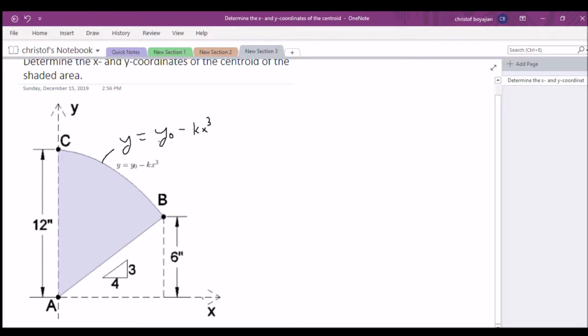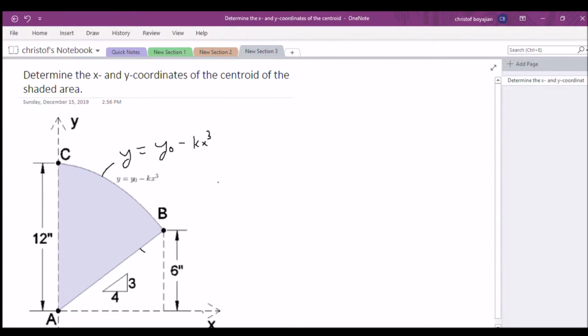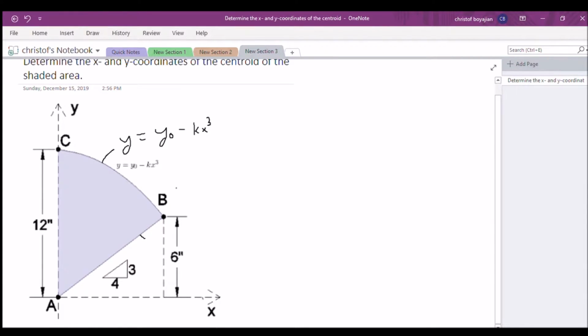So we need to know what is our y naught, what is our k value here, what is the slope of this line, what is even the equation of this guy right here. So there's a few things that we need to actually figure out first before we even go ahead and start doing our integration to finding the centroids here. So let's go ahead and figure out what this equation is. Let's fill it out really quick.